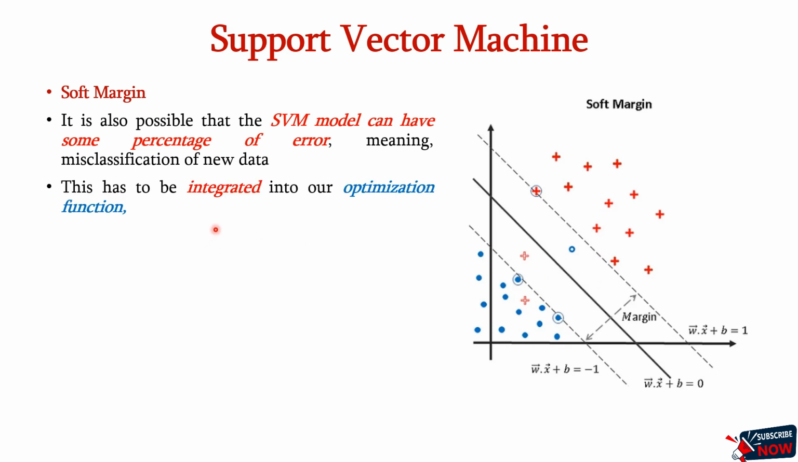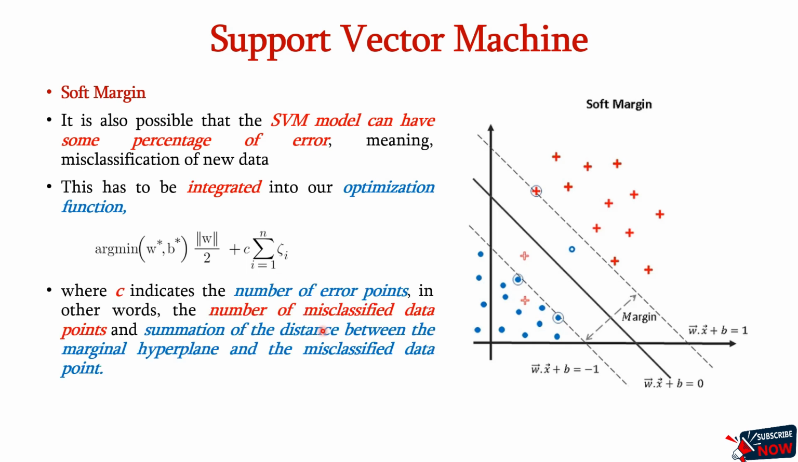So this has to be integrated into our optimization function which we have derived. So our optimization function is argument min of norm of W divided by 2. So along with this equation, we are adding this classification error, that is C into summation of i equal to 1 to n of ξi. So here C indicates the number of error points. In other words, the number of misclassified data points, and this summation is the distance between the marginal hyperplane and the misclassified data points.